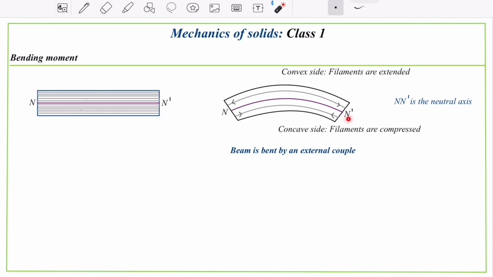On the right hand side, the figure represents the case when the beam undergoes bending. That is, the beam is loaded on both ends. When the forces are equal and opposite, it will constitute the arc of a circle.